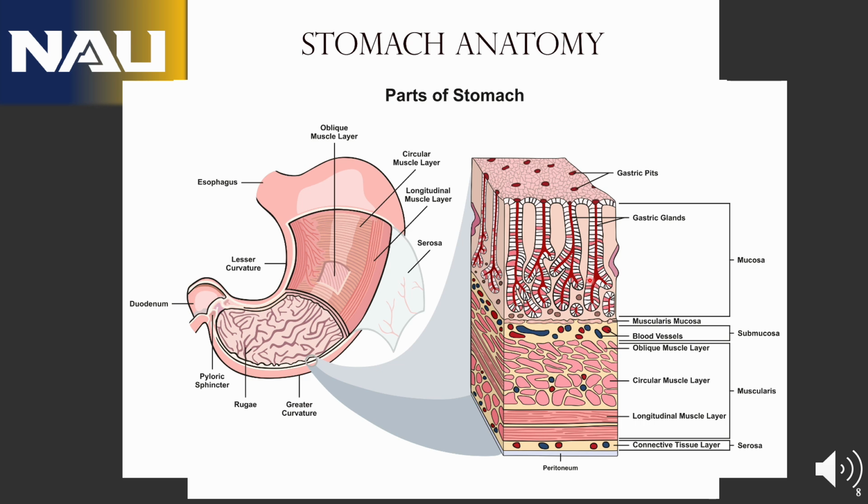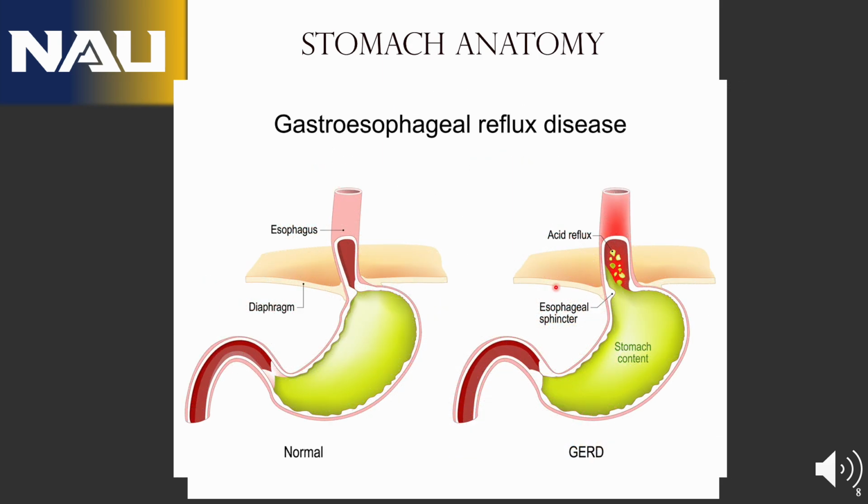A common pathology associated with the gastroesophageal junction is gastroesophageal reflux disease, or GERD. GERD occurs when the lower esophageal sphincter fails to close properly, allowing acid from the stomach to reflux up into the esophagus. This can cause symptoms like heartburn, chest pain, and regurgitation, and can cause more serious complications like Barrett's esophagus if left untreated.